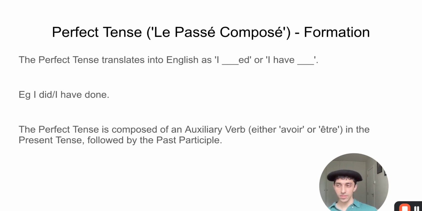Now, the perfect tense is formed using an auxiliary verb, which is either avoir or être, in the present tense, followed by the past participle. So, unlike the imperfect tense and most other tenses in French, there are two parts to the perfect tense. And both parts are required, of course, to be able to form it correctly.